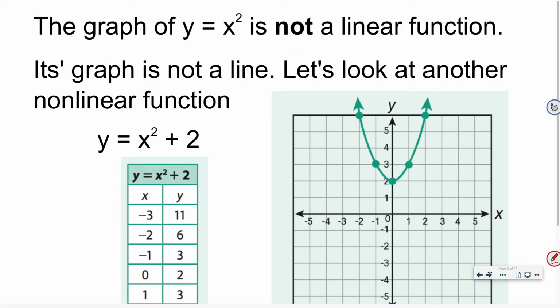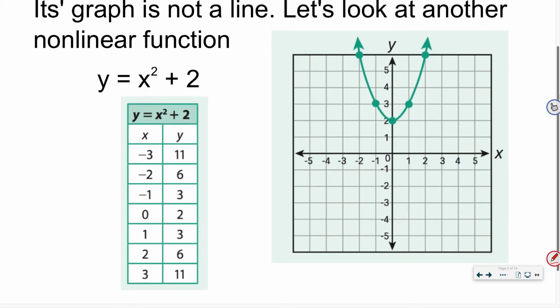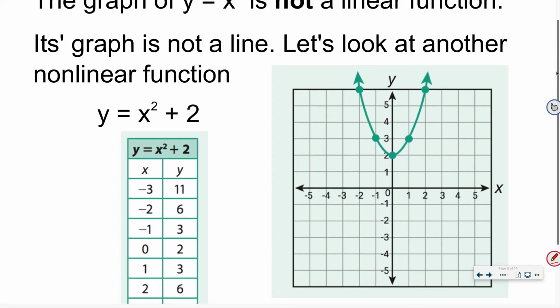So the graph of y equals x squared is not a linear function. The graph is not a straight line. This should say straight line because it is a line.